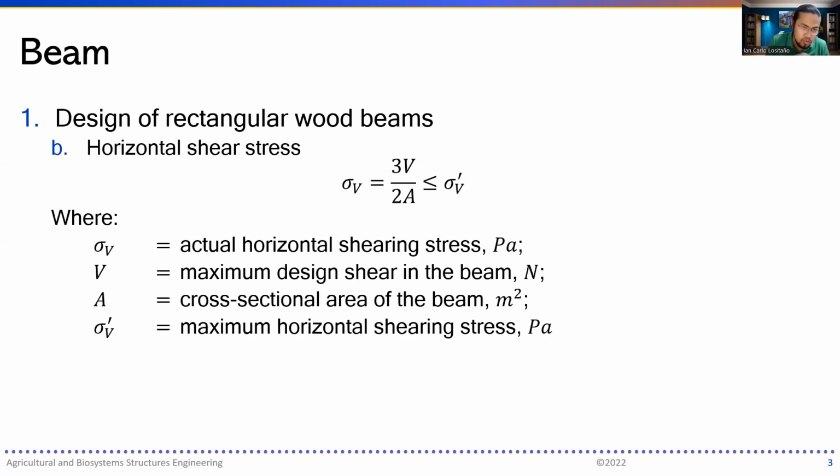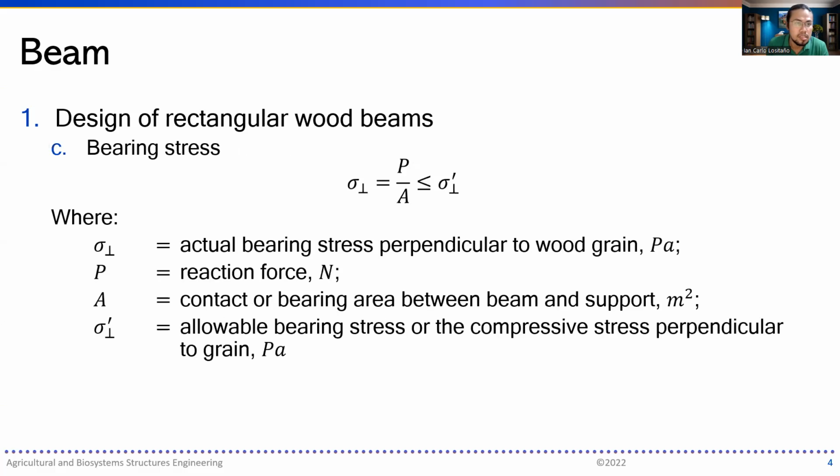Again, similar to the sigma B prime. Again, this is very direct. Just compute for the shear using your shear diagram from your loading. So you compute the reactions on the supports, and then you are able to generate the shear and bending moment diagrams. You find the shear, you're able to compute for this horizontal shear stress. You get the moment, you get the bending moment stress.